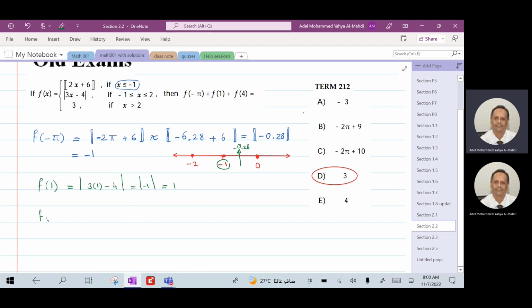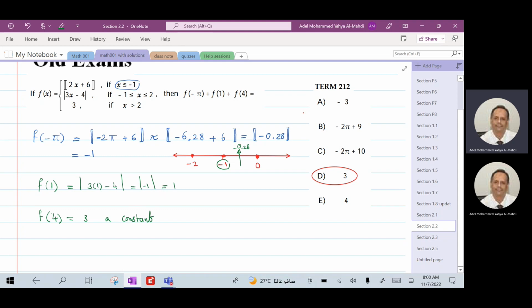Finally, f at 4. It is the last part, so it is 3. It is a constant, we call it a constant function. It means for any real number bigger than 2, the value is 3. It is constant.